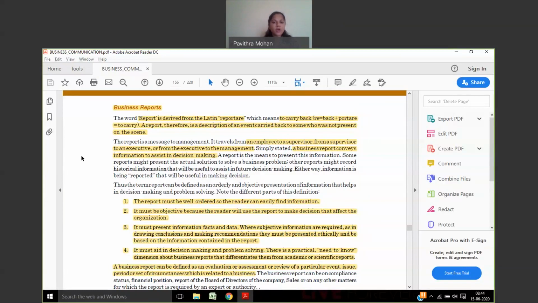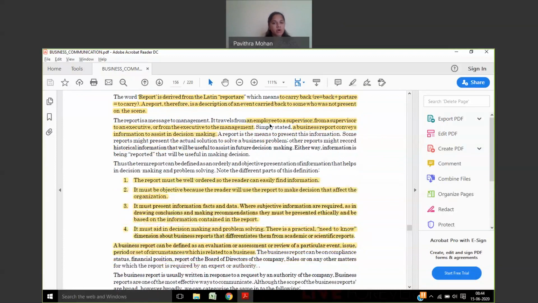Okay, so what happens in a report? From whom to whom does it travel? It might be from an employee to a superior, from a superior to an executive, or from an executive to the management. So wherever it is required, a report can travel within an organization. A business report conveys information to assist in decision making. So why is a business report very important? Because business reports will help the top level management make decisions, and based on that they will set organization goals. From this perspective, a business report is very, very important.